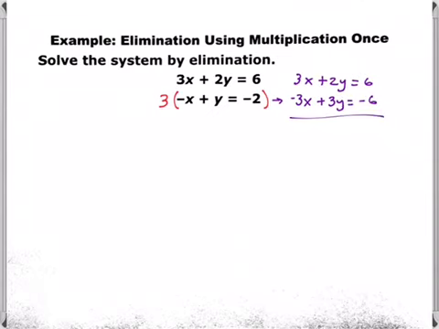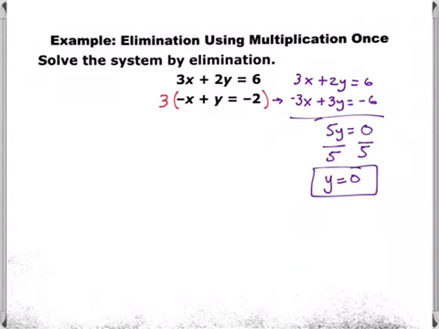And so now I'll eliminate straight down. So the x's cancel, and I get 5y equals, well, positive 6, negative 6 is 0. So now I divide both sides by 5, and I get that y equals 0.